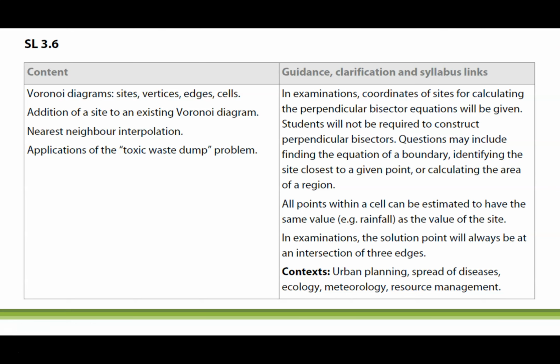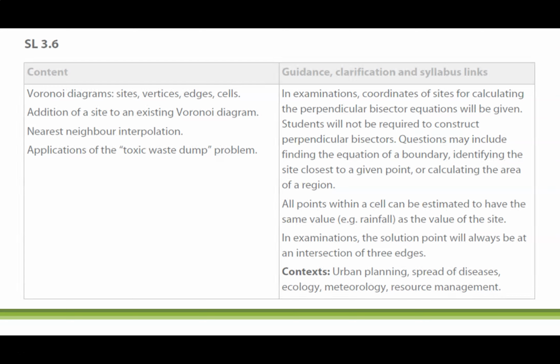Okay, from the syllabus: Voronoi diagram, sites, edges, I'll get into that in just a moment. Adding a new site to an existing Voronoi means creating new perpendicular bisectors, and then separating out the new cell appropriately. The application is called the toxic waste dump problem. It's a classic math problem. We'll take a look at that later on this week.